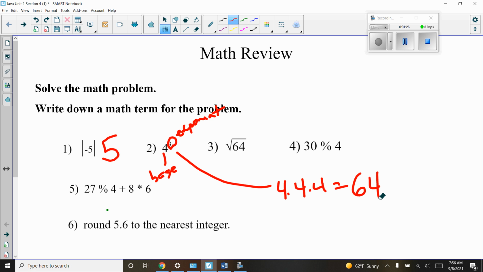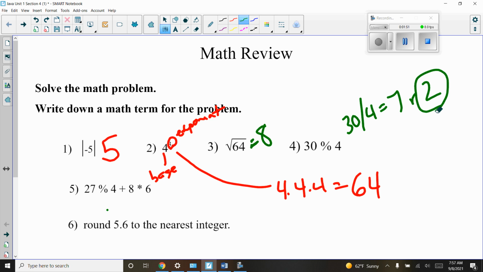This is a square root, number 3. So for number 3, the square root of 64 equals 8. Number 4 is that modulo, which is a remainder. I know we've gone over that. So 30 divided by 4 is 7 with a remainder of 2. So number 4 is actually just going to give you that 2 as an answer. That's what the modulo is.